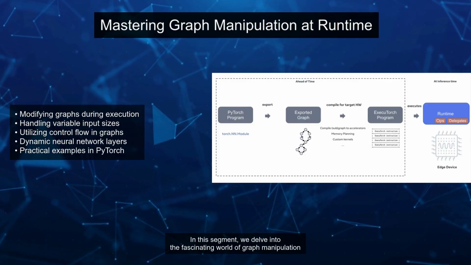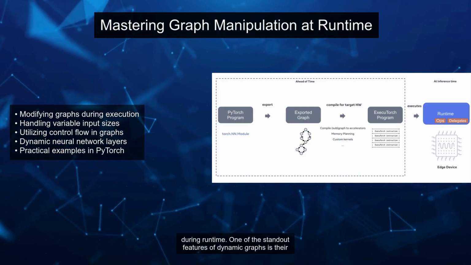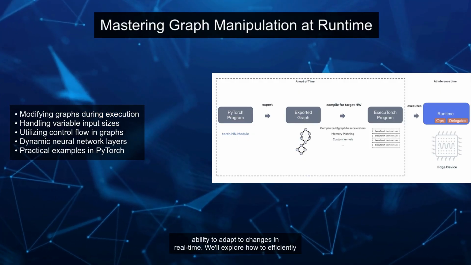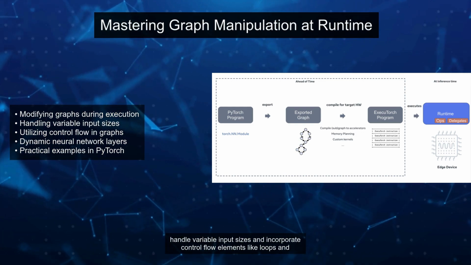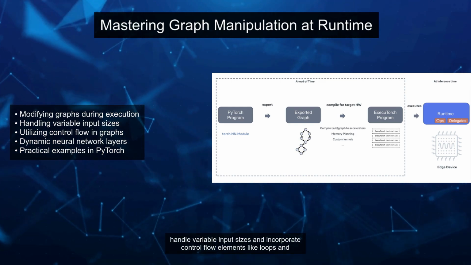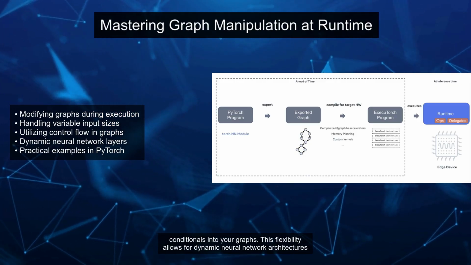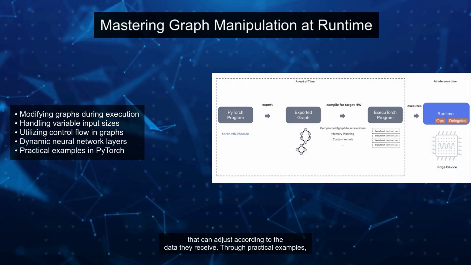In this segment, we delve into the fascinating world of graph manipulation during runtime. One of the standout features of dynamic graphs is their ability to adapt to changes in real time. We'll explore how to efficiently handle variable input sizes and incorporate control flow elements like loops and conditionals into your graphs. This flexibility allows for dynamic neural network architectures that can adjust according to the data they receive.